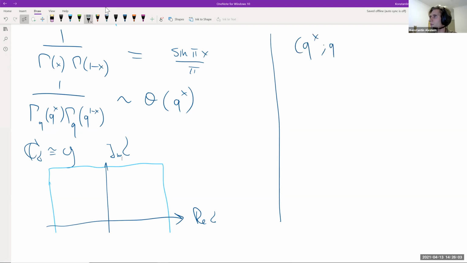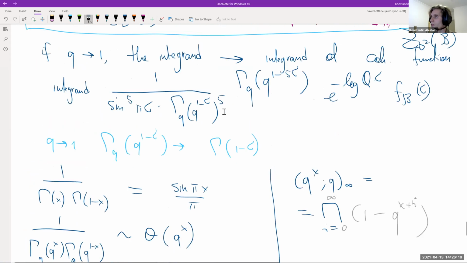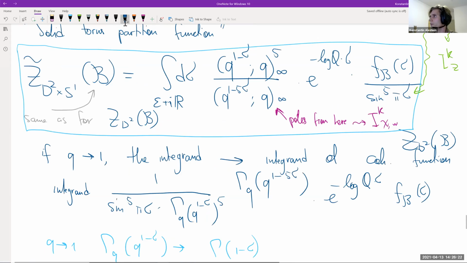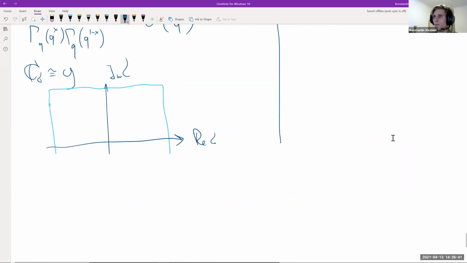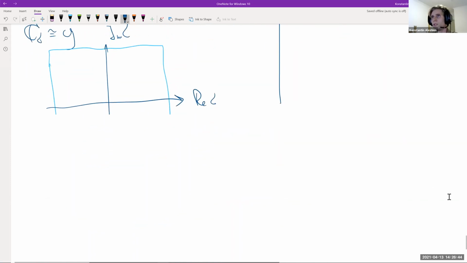So this q-Pochhammer symbol is just the product for i from 0 to infinity of 1 minus q to the x plus i. These guys have zeros when sigma is a positive integer. So this whole expression has poles at negative integers of sigma, of fourth order. Something happened, but let's not worry about this too much.